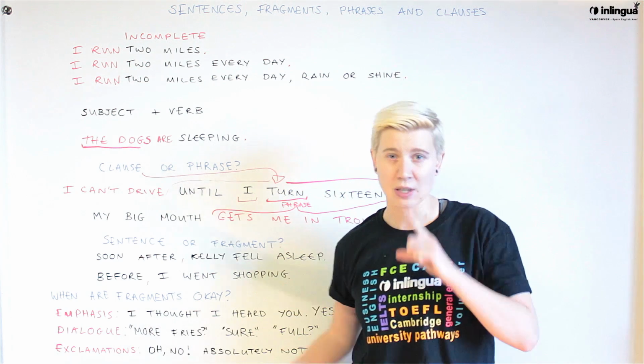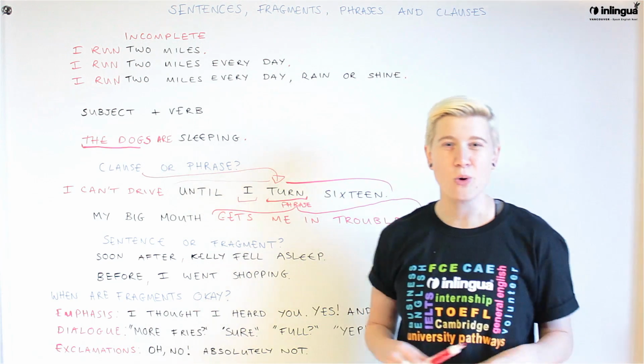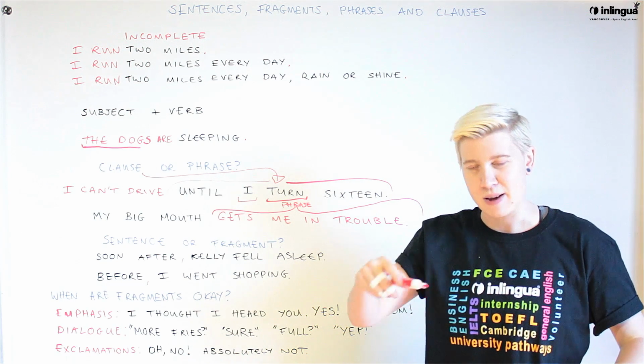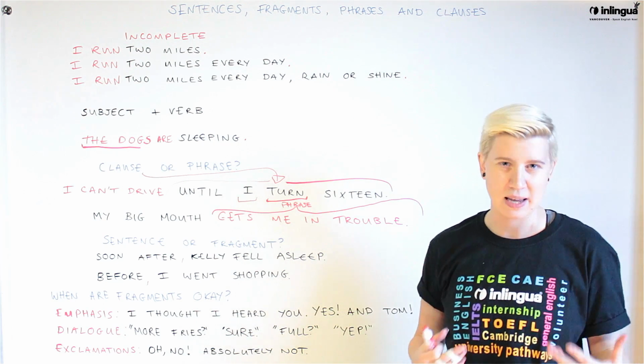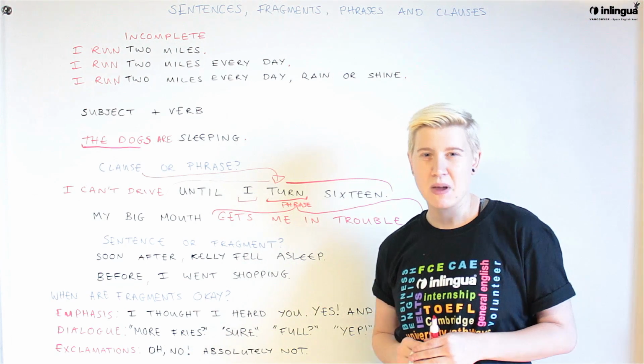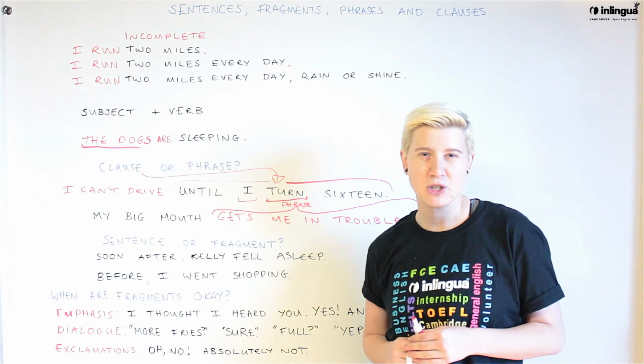We also use fragments a lot in dialogue. So dialogue, when somebody is speaking. When you are talking, it is normal to use parts of sentences. We don't write everything out very carefully when we are speaking. We just say what comes to mind. So, like this, maybe you're talking to your friend, and you want to ask them a question.